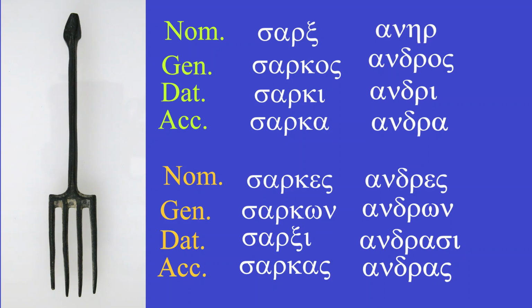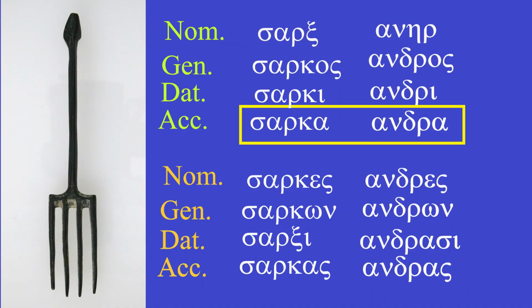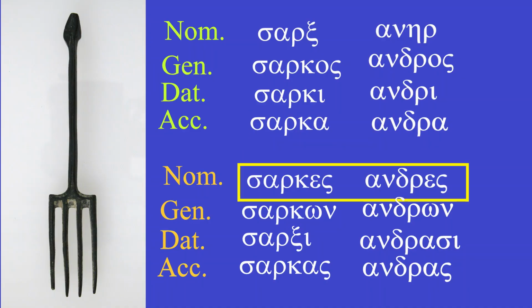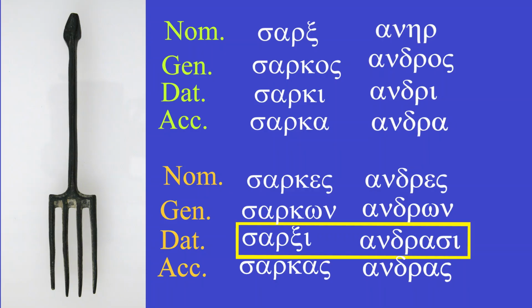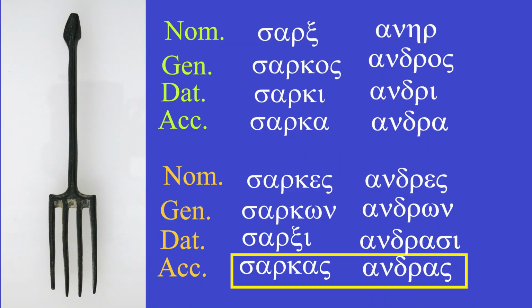Let's hear how similar the third declension endings are. Sarx, anir, sarkos, andros, sarki, andri, sarka, andra, sarkes, andres, sarkon, andron, sarxi, andrasi, sarkas, andras.